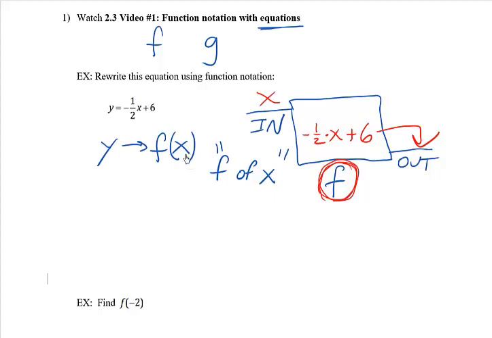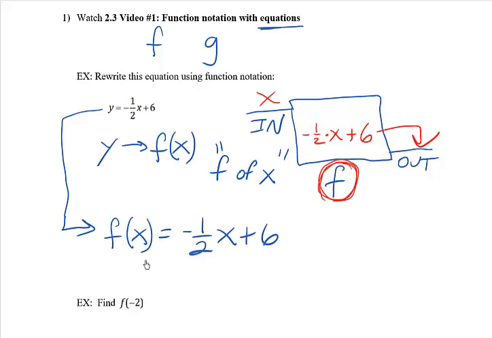function is x. Well, now that I have that new notation, I have this alternate way of writing down my equation. Instead of writing y equals -1/2 x plus 6, I can write f of x equals -1/2 x plus 6. The two equations are identical. It's the same thing, it's the same function, they work the same way. This is simply a new way to write it.